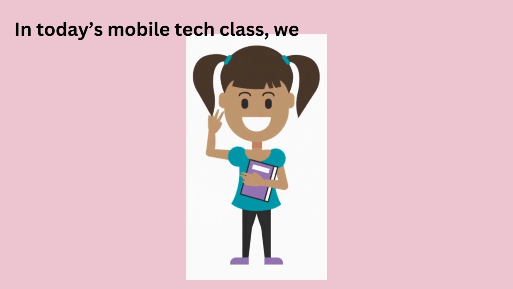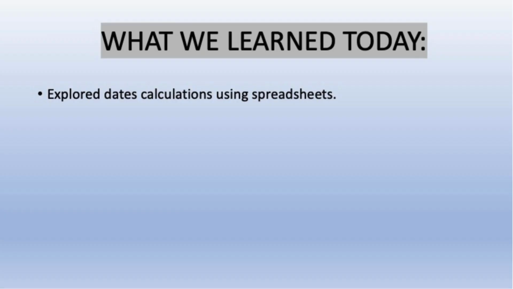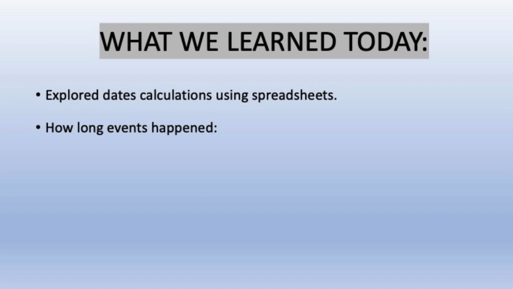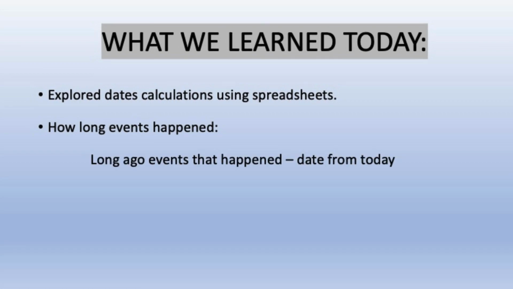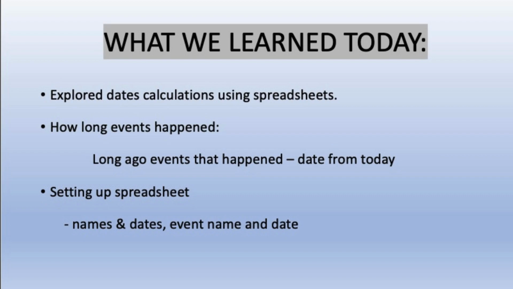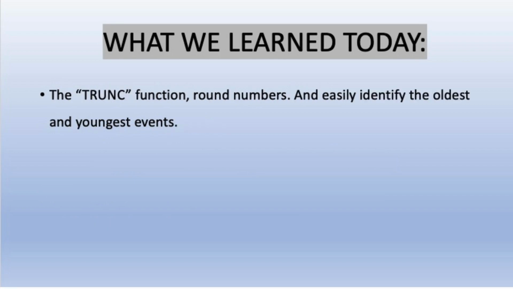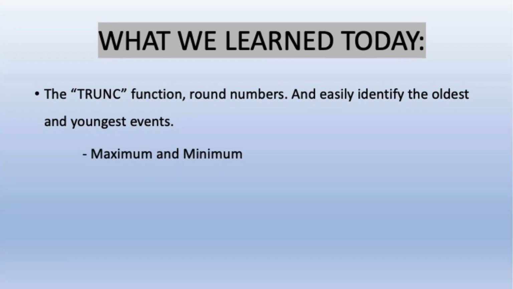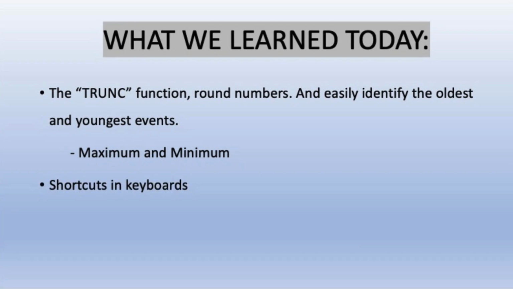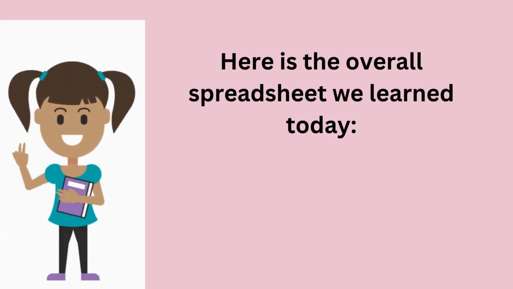In today's mobile tech class, we explored date calculations using spreadsheets. I walked you through figuring out how long ago events happened by subtracting their date from today, showing the results in years. We began by setting up a spreadsheet, entering our name and the dates, and then jumped into calculations with dates and events. The trunc function, like a superhero, helps us round numbers and easily identify the oldest and the youngest events, and we also used maximum and minimum, and keyboard shortcuts.